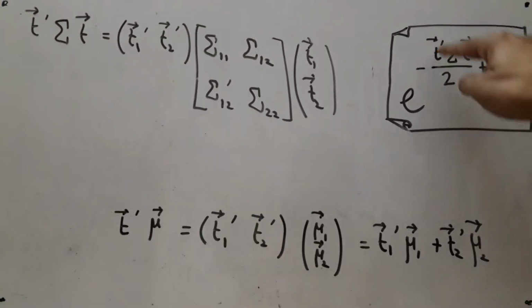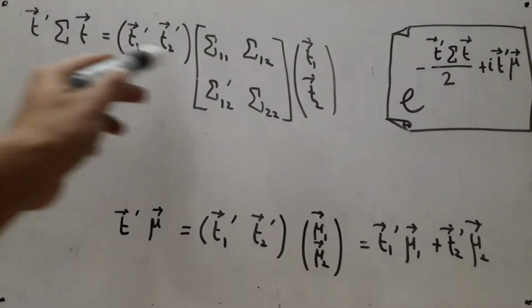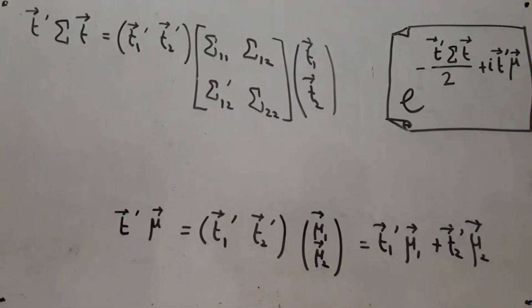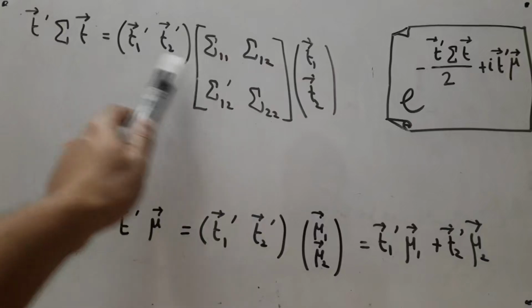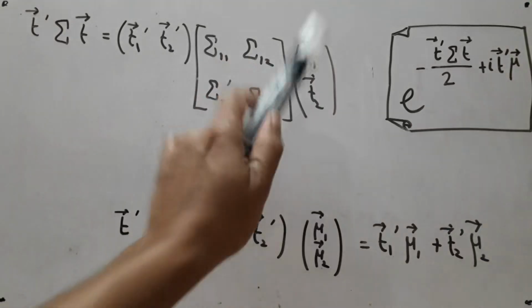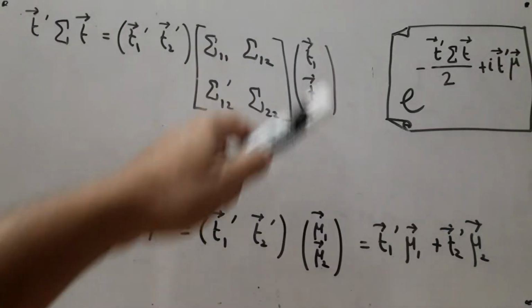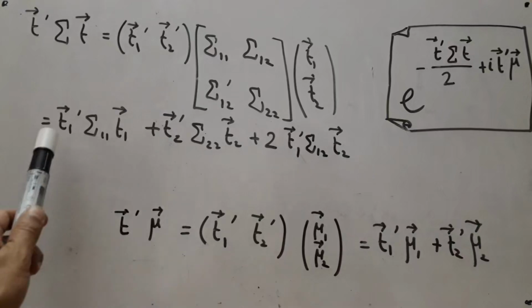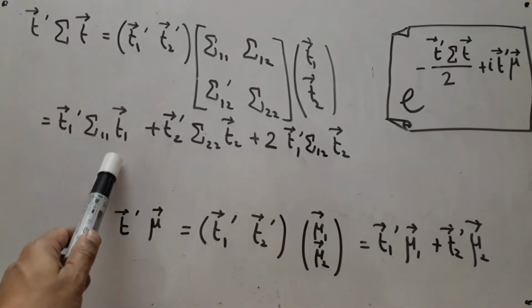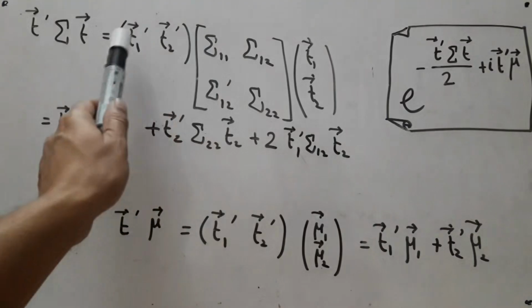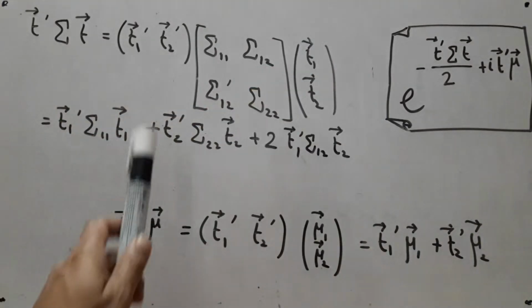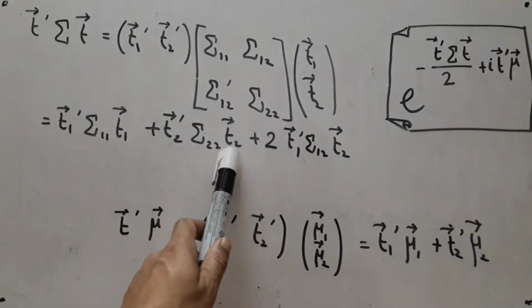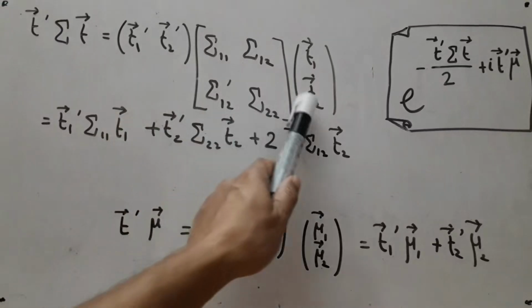Similarly, this term t prime sigma t, when I expand it, will look like this. This is t prime, the big sigma matrix, and again t. Now if you do the multiplication, you have to actually carry out the multiplication, and you will see that it will turn out to be t1 prime sigma 1 1 t1. It will come from this, t2 prime sigma 2 2 t2, this.